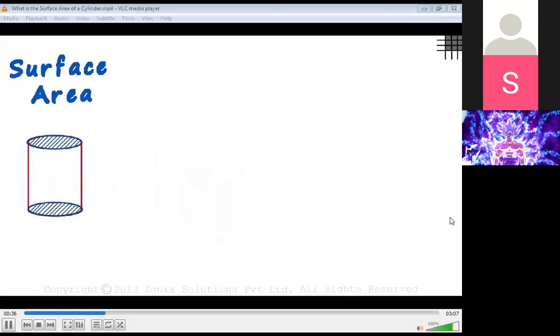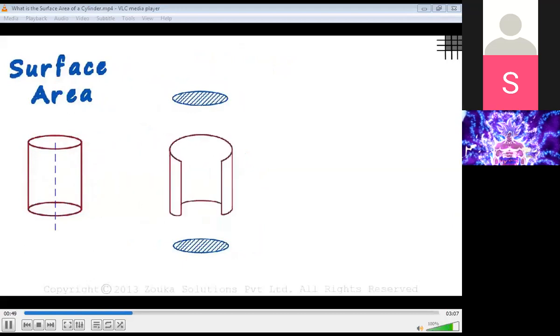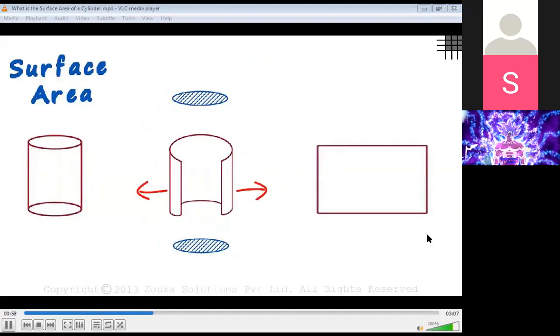First, let's separate the circular ends. This is the top one and this is the one at the bottom. To understand the curved surface, we cut it open vertically, which will make it look like this. We just cut the surface vertically. When this is opened up further, it will look like a rectangle.